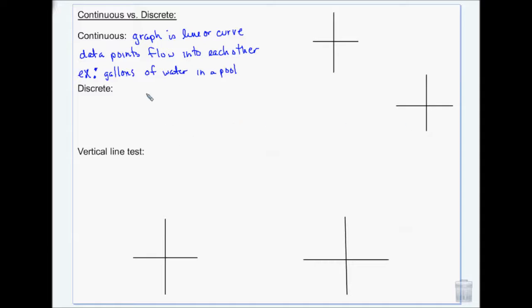A discrete function happens when the graph would be a set of individual points.